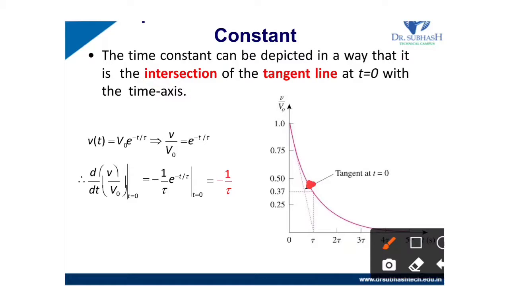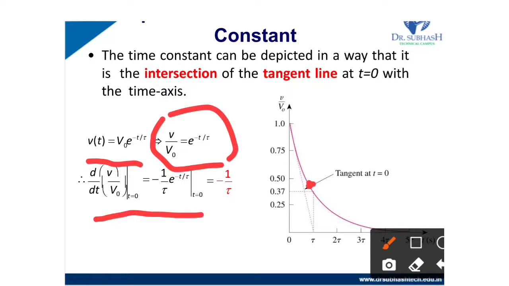So we will get, by using this equation, v(t) equal to v0 e raised to minus t by time constant. So it is v by v0 equal to e raised to minus t by time constant. After differentiation, d by dt of v by v0 equal to minus 1 upon time constant e raised to minus t by time constant. So it is almost 1 minus 1 upon time constant.